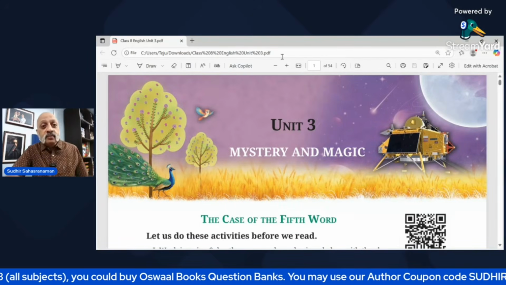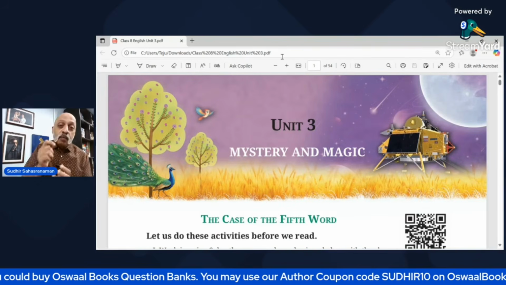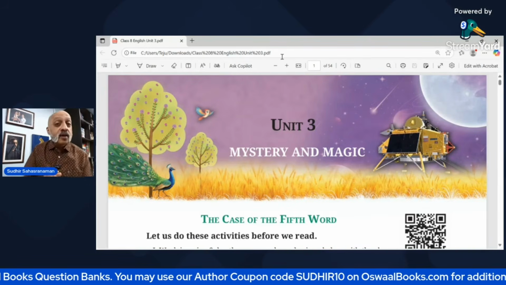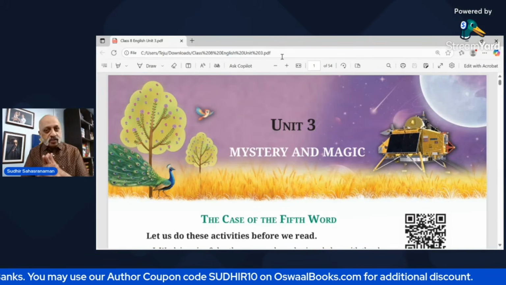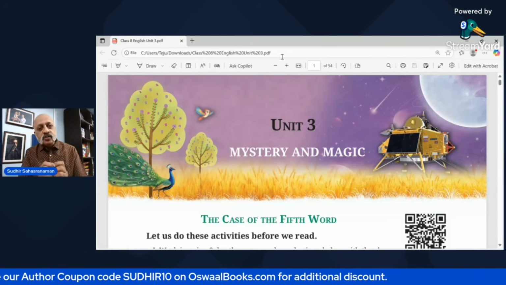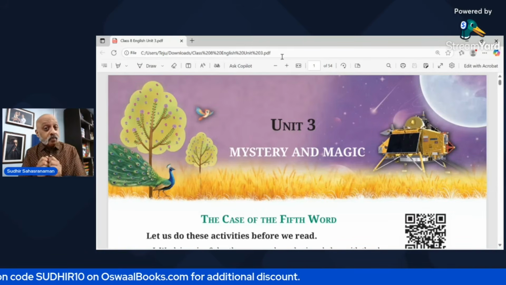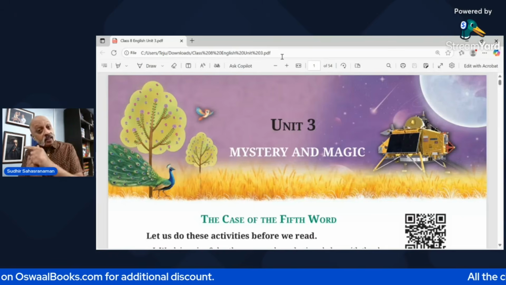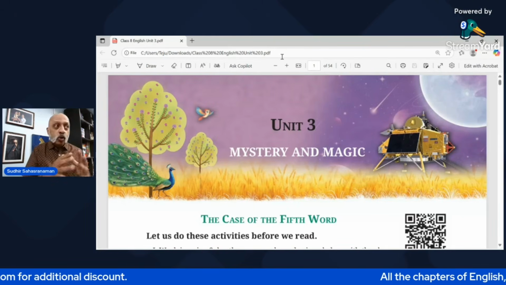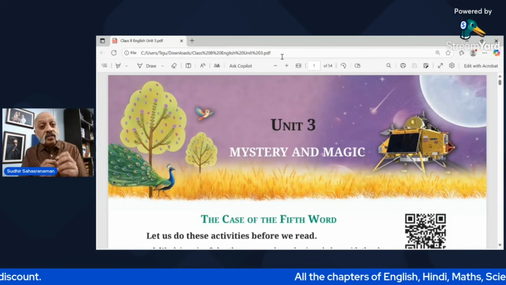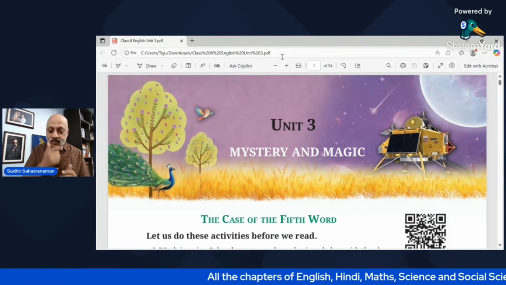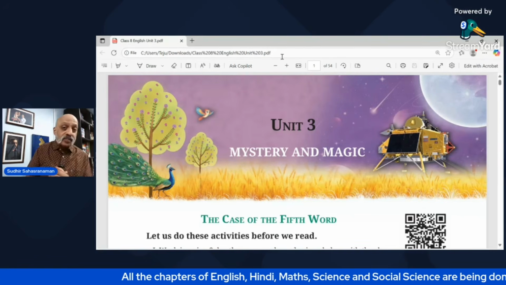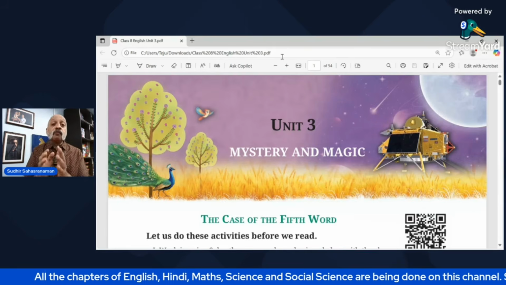Let's start Unit 3 of Class 8 English Poorvi textbook. This is called Mystery and Magic. The first story is a rather fascinating story about a Class 8 student, mind you, a Class 8 student, but in the USA, who is also some kind of an interesting and intelligent detective. So that's what this particular story is about. It's called The Case of the Fifth Word.